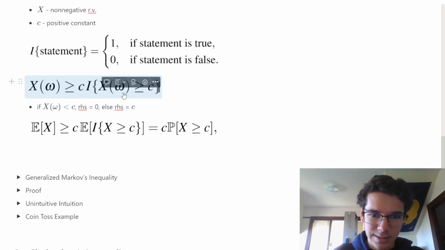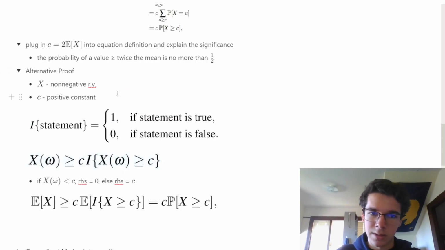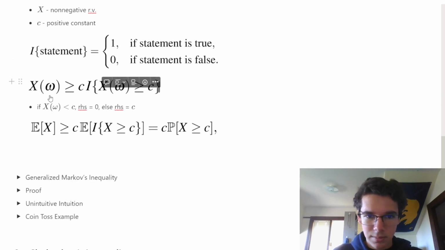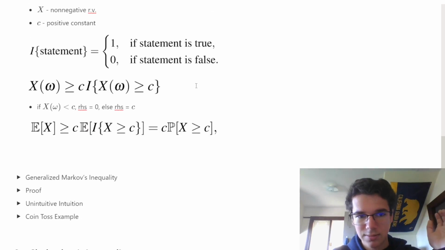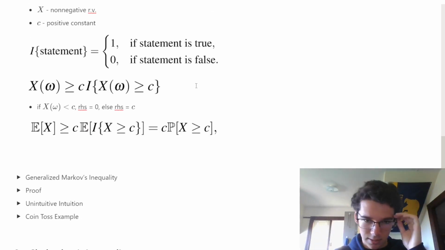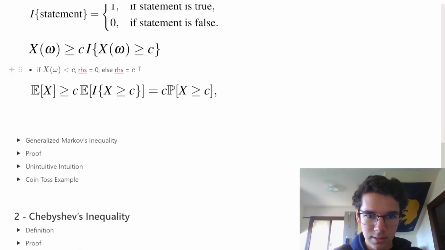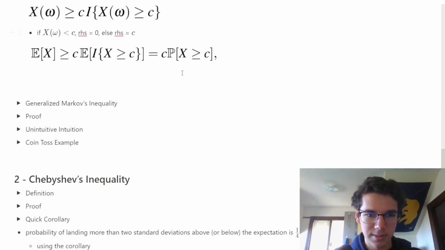Now, if x is not greater than or equal to c, then this side is going to become 0, and this whole equation is going to become x is greater than or equal to 0. And we know this is true because the random variable is non-negative. Also, I was just saying x when it was technically x of omega. I think you understand; this says the same thing I just said.